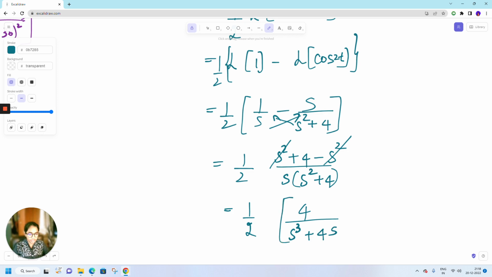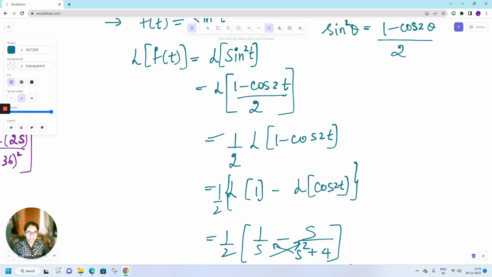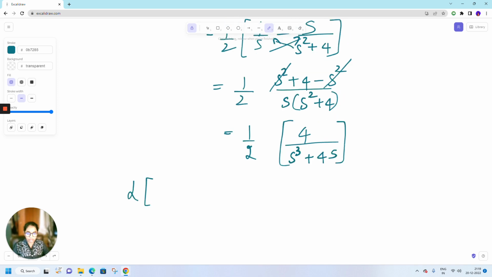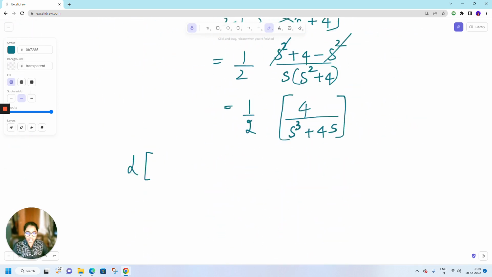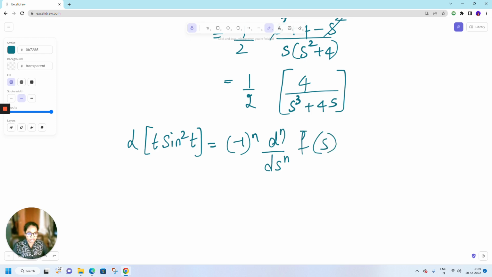Why am I doing all this? Because I would have to differentiate, right? The simpler the equation is, the easier it will be for differentiation. So Laplace of, what is the question? The question is t sine square t, right? The formula is minus 1 to the power n, d^n by ds^n of f bar of s. Yes, this is our f bar of s.